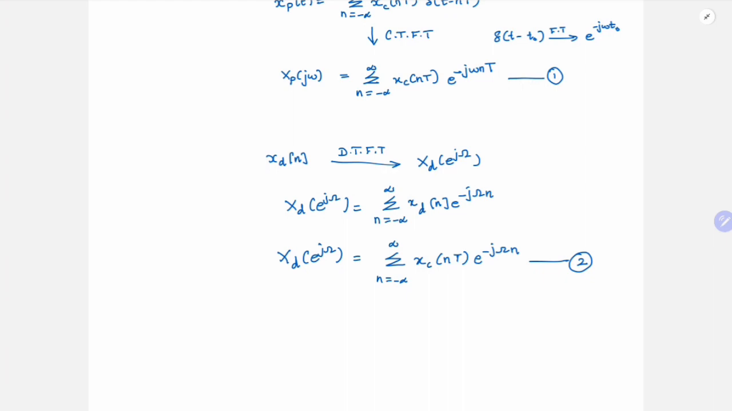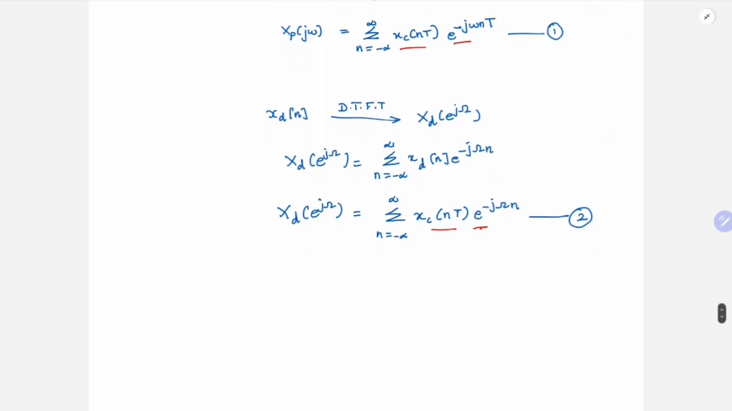Now try to compare equation 1 and 2. xc of nT is the same, and we have an e power some factor, and the only thing changing is that omega T is replaced with capital omega.